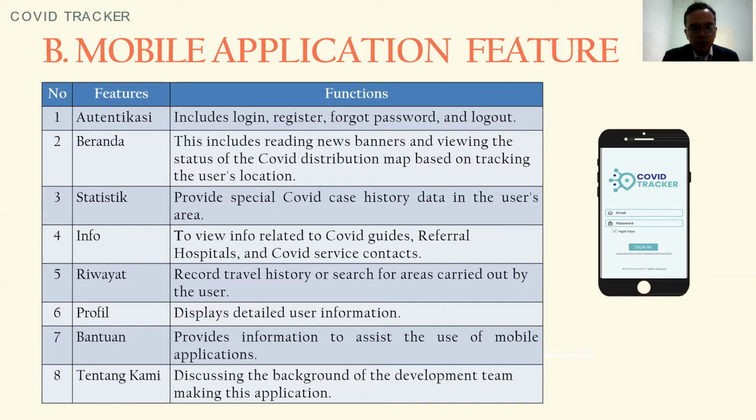Fourth, info, to view info related to COVID guides, referral hospitals, and COVID service contacts. Fifth, travel history, to record travel history or search for areas visited by the user. Sixth, profile, displays detailed user information. Seventh, bantuan, provides information to assist the use of the mobile application. Eighth, Tentang Kami, discussing the background of the development team making this application.